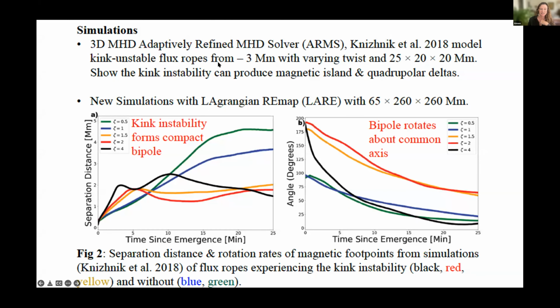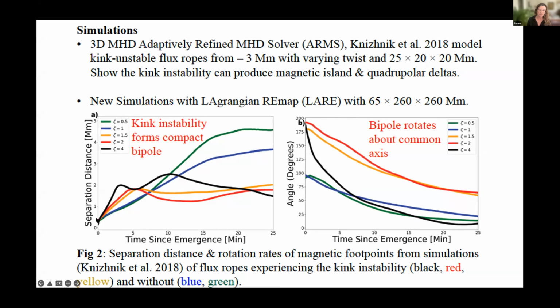Konishnik has a 2018 paper that really works hard to model kink unstable and kink stable flux tubes of different twists, and look at the quantities that we could compare with observations. So unfortunately, like Bill was talking about earlier, it's hard to get the models at a place where they can be directly compared with observations.